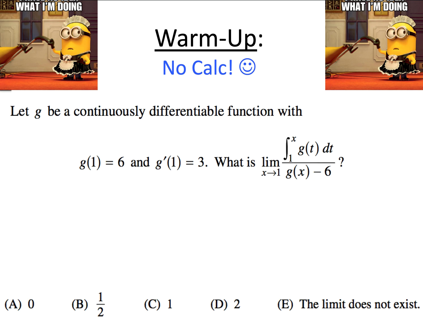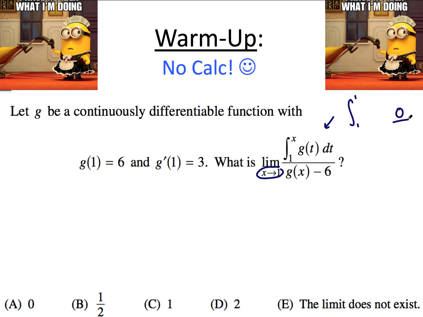All right, so it says let g be a continuously differentiable function with g of 1 equal to 6 and g prime of 1 equal to 3, and it asks for the limit of this rational expression. As always, the first thing we would do is plug in what we know about the limit. We would try to plug in that x is approaching 1. If we do that, the integral on the top would be the integral from 1 to 1, and any integral that starts and stops in the same place collects no area, so the numerator would be 0.